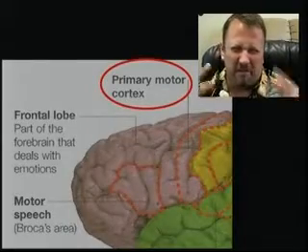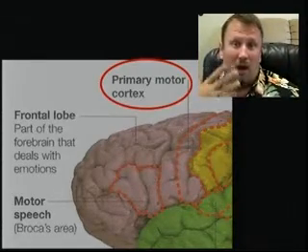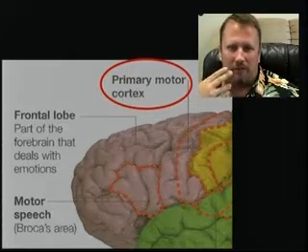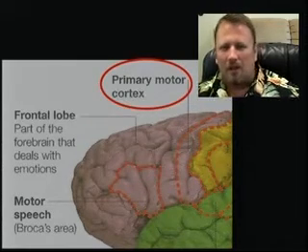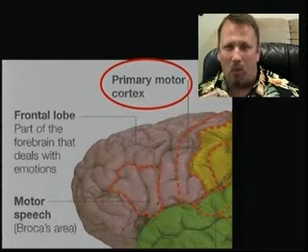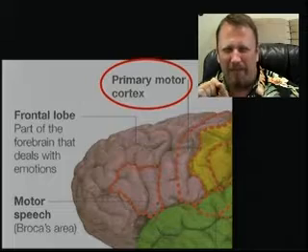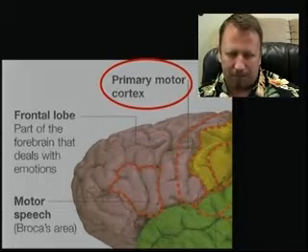And so people with Wernicke's aphasia, just word salad. People with Broca's aphasia, they have difficulty forming the words. Let's talk about primary motor cortex. This is where the pyramidal system begins. This is where voluntary movement begins in your brain.